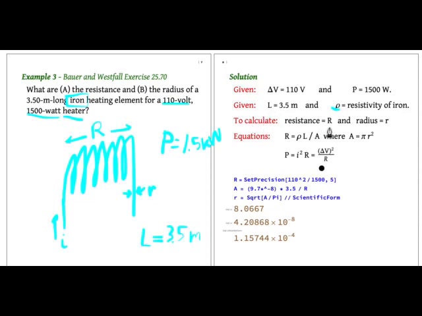Now what we're trying to calculate is the resistance. We'll call that R, and the radius. We'll also call that r, but not capital R. We'll call that little r. Now what equations do we know that will relate these various quantities? Well, we know from part 1 of the screencast, the resistance of a wire is rho L over A. And of course, the cross-sectional area of the wire is pi r squared. So there are some equations that relate the various quantities.